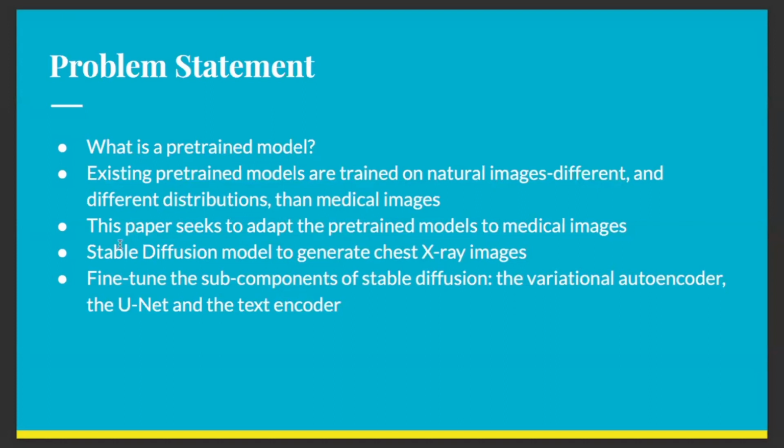And it wants to take a stable diffusion model that's a foundation model trained on a large data set of natural images and fine-tune this model to be good at generating accurate and realistic chest X-ray images. And the paper fine-tunes subcomponents of stable diffusion, including the variational autoencoder, the UNet, and the text encoder.